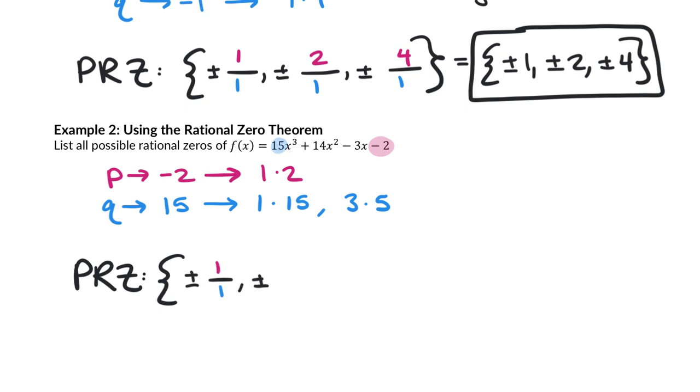Then I'm going to have plus or minus 2 over 1. Do we follow? To keep this in an organized fashion, I'm going to change to the next smallest denominator. So I have to repeat my numerators of 1, this time over 3, and then 2 over 3.